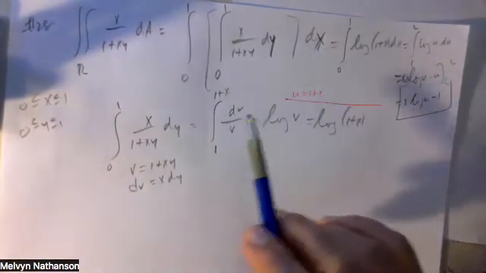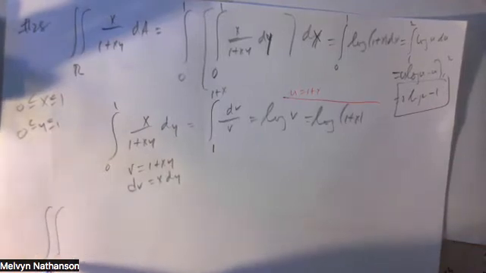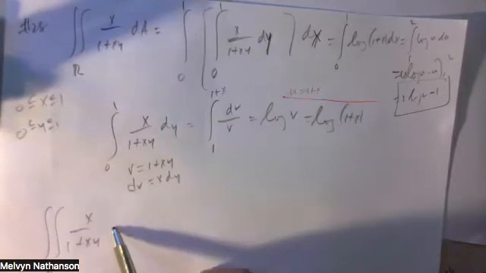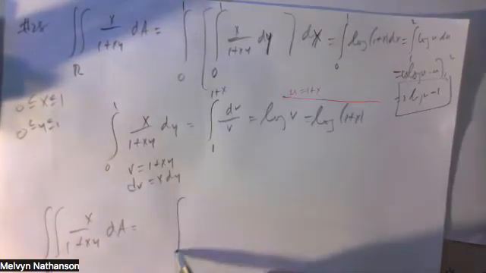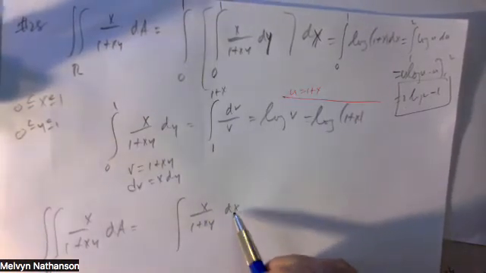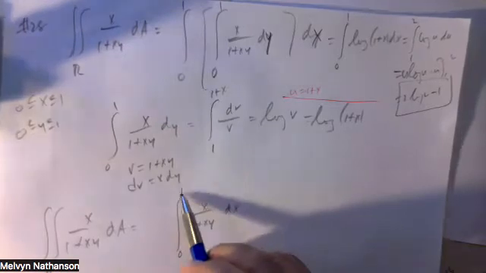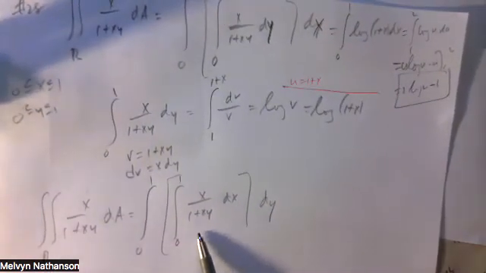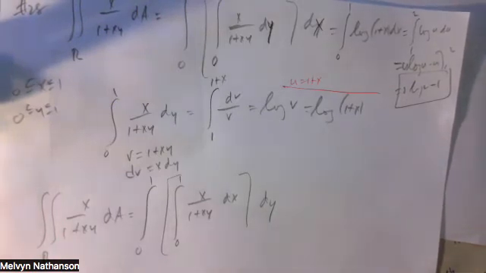Now, here you have to notice I integrated first with respect to y, then with respect to x. That was just a choice. Suppose I did it in the opposite order. So suppose I integrate on the inside x over 1 plus xy dx from 0 to 1. And then I take that and I integrate that with respect to y from 0 to 1. So that is actually, I think, a lot harder.